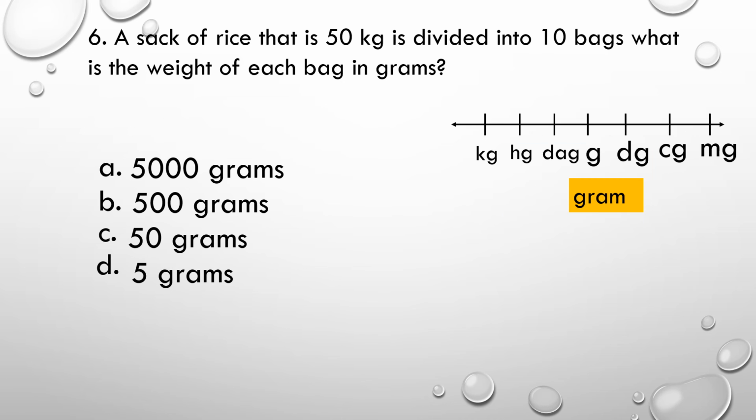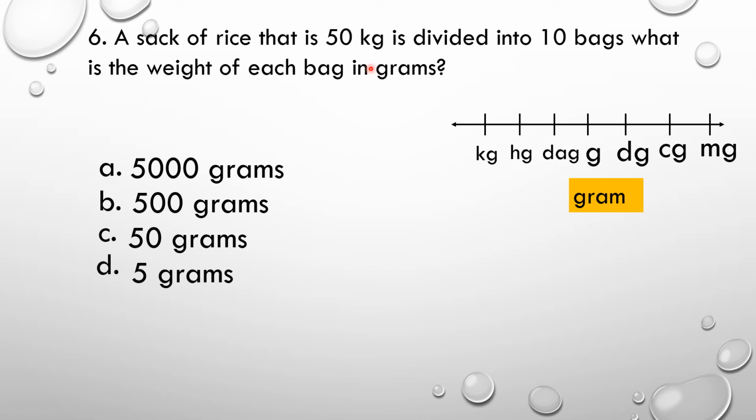Okay, next. A sack of rice that is 50 kilograms is divided into 10 bags. What is the weight of each bag in grams? Okay, so now, again, given is in kilograms, we are asked the weight of each bag in grams. So again, let us use our conversion knowledge. So we have here kilograms, and this is gram. So 1, 2, 3. But first, we need to divide.